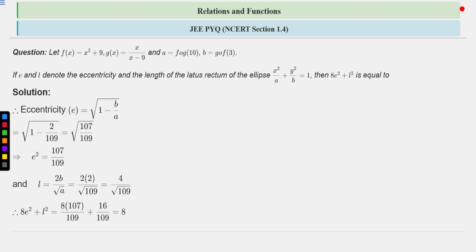And after putting the value of e square as 107 upon 109 and L as 4 upon root over 109, you will get 8 e square plus L square is equal to 8 times 107 upon 109 plus 16 upon 109, and after solving and simplifying this, you will get the value of 8 e square plus L square is equal to 8. Clear? So 8 will be the right answer. Okay, let's move to the next question.